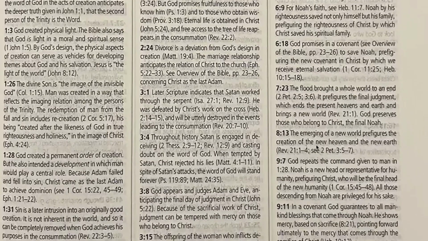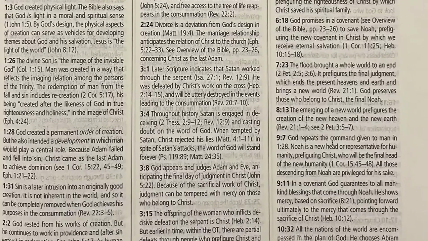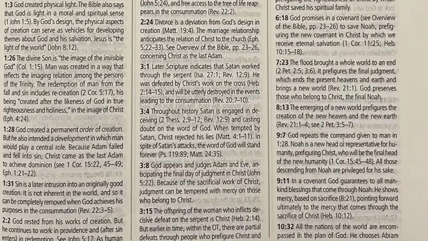Chapter 8, verse 13. The emerging of a new world prefigures the creation of the new heaven and the new earth. See the relevant verses. Chapter 9, verse 7. God repeats the command given to man in chapter 1, verse 28. Noah is a new head or representative for humanity, prefiguring Christ, who will be the final head of the new humanity, 1 Corinthians chapter 15, verses 45 to 48. All those descending from Noah are privileged for his sake.